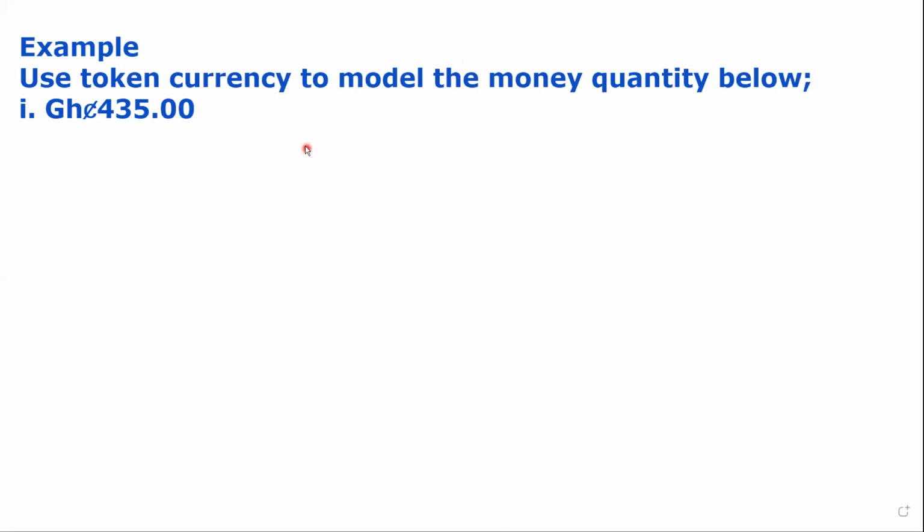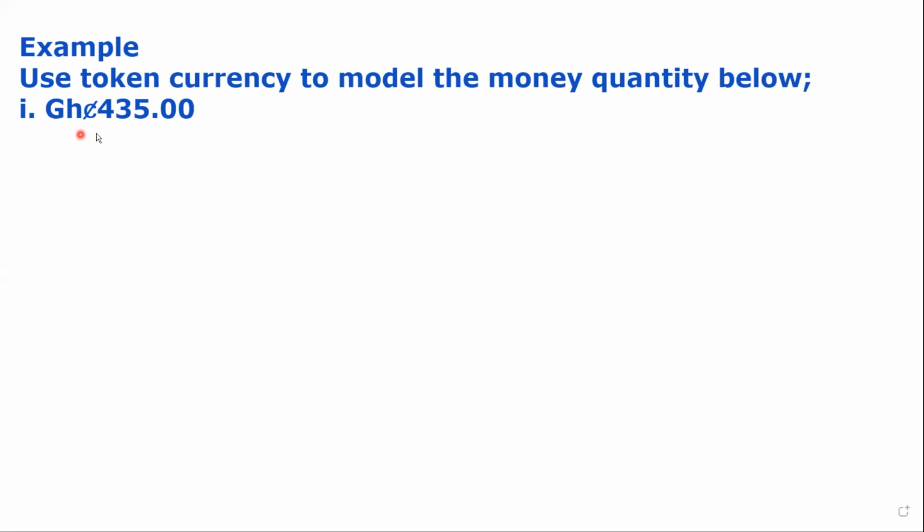Example: use token currency to model the money quantity below. What is the money quantity here? The money quantity is 435 Ghana cedi. You are going to use the currency notes to draw a pattern for this amount given here.